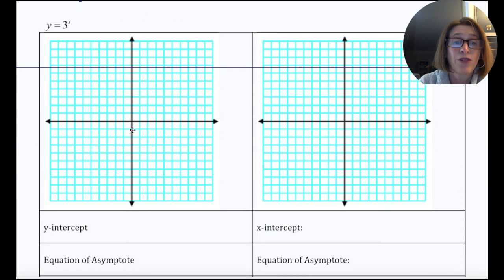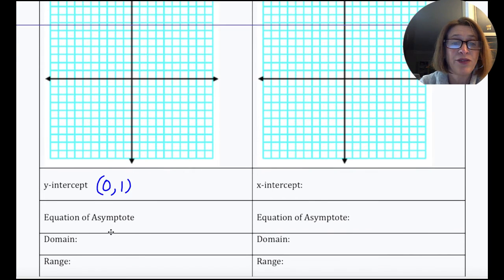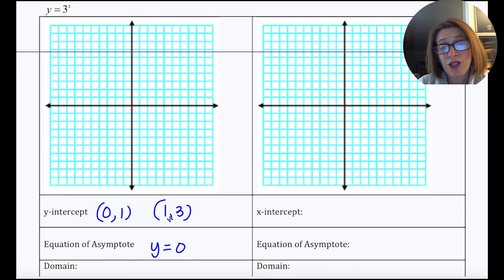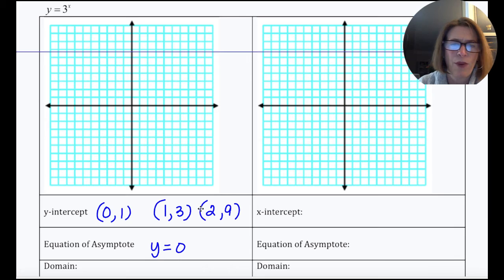Okay, so first we always want to find our y-intercept. So we plug 0 in. So we can see that (0, 1) is on our graph. We have our equation of our asymptote, which is y equals 0. We want to do another maybe 2 points. So we could say (1, 3). And we could even say (2, 9) if we wanted to. And we could continue to plug points in.